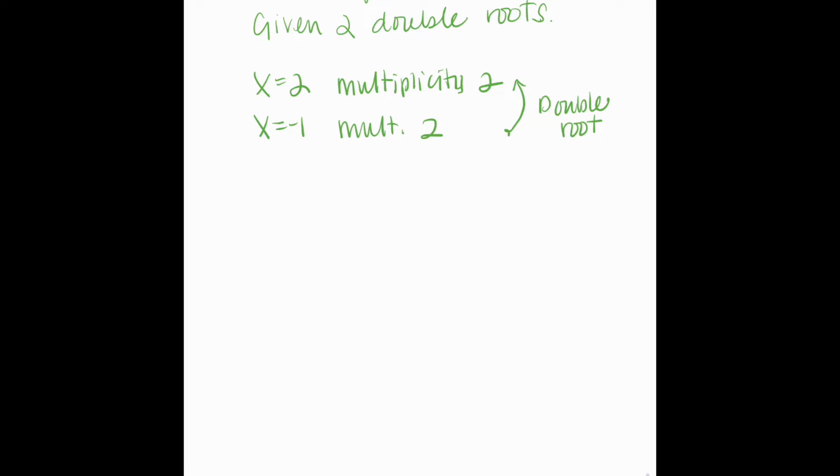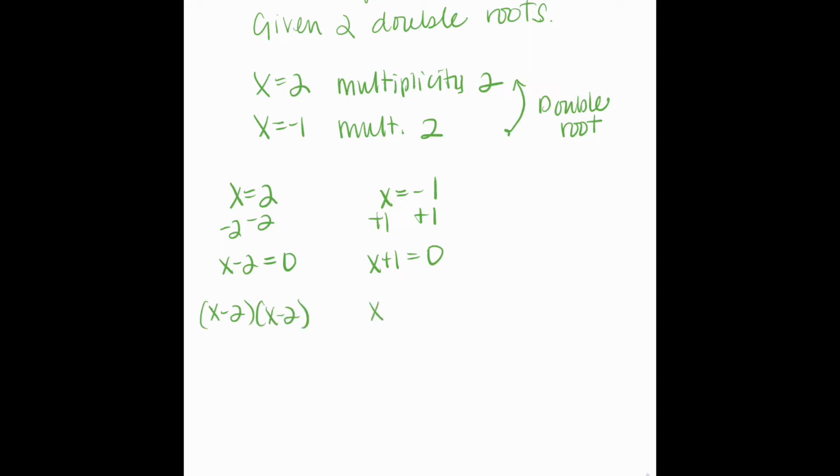So since it happens twice, we have to do the process twice in a sense. We already have x is equal to 2 and x is equal to -1. All we have to do is set these equal to 0 by subtracting 2 and adding 1 to both sides, and then those are our factors. But since they're multiplicity of 2, it means that there's 2 of them. So I have x minus 2 times x minus 2 and x plus 1 times x plus 1. Just means that they're doubled up. I have 2 of them.